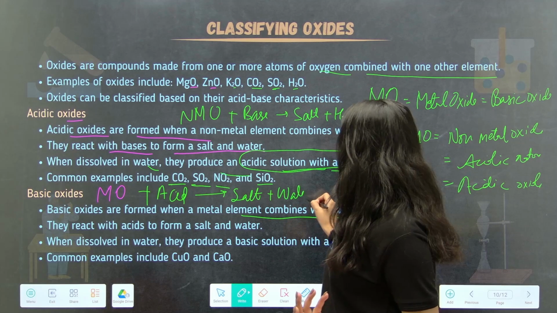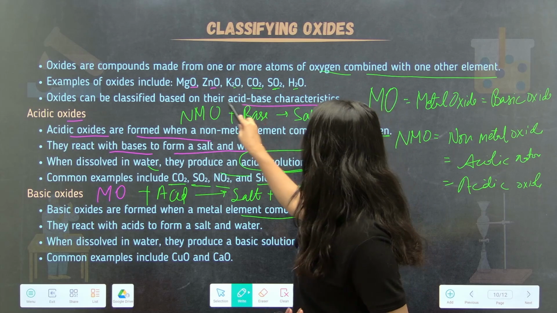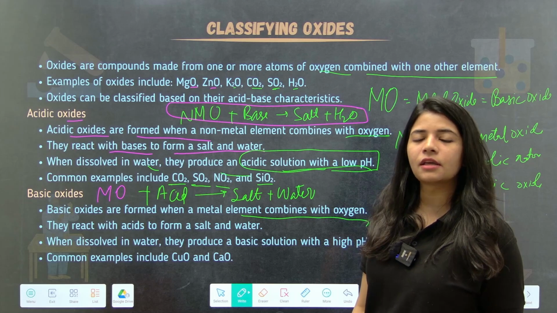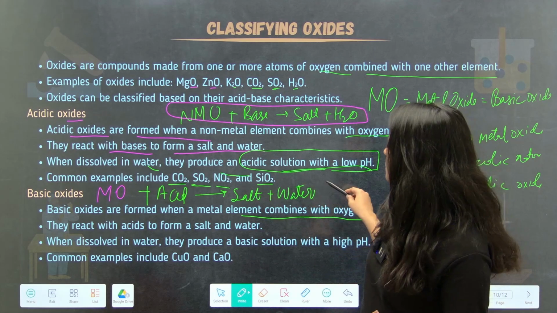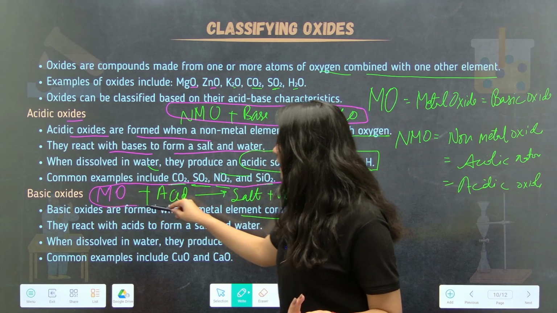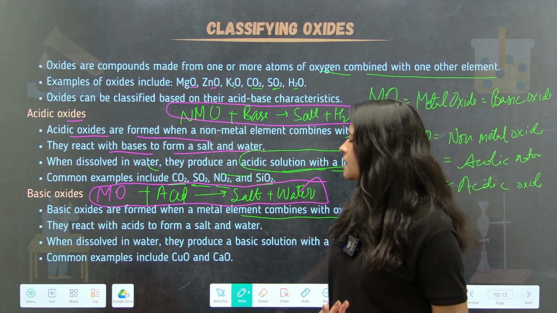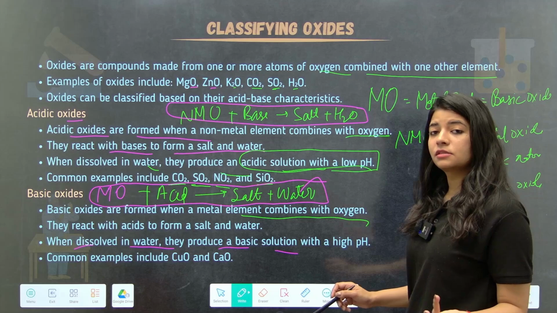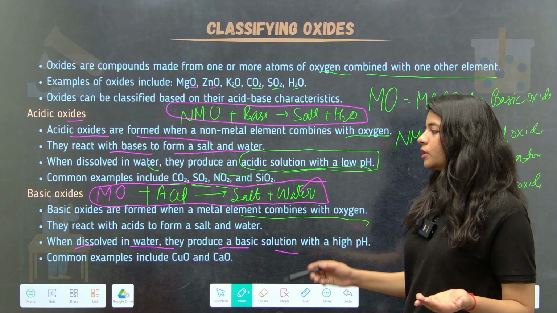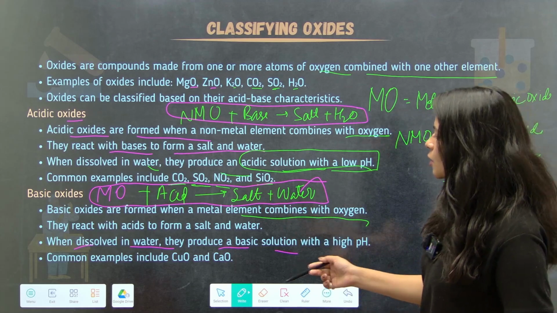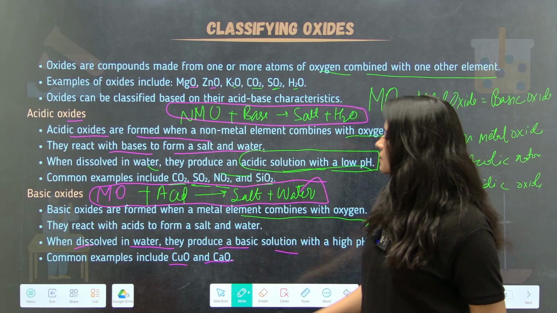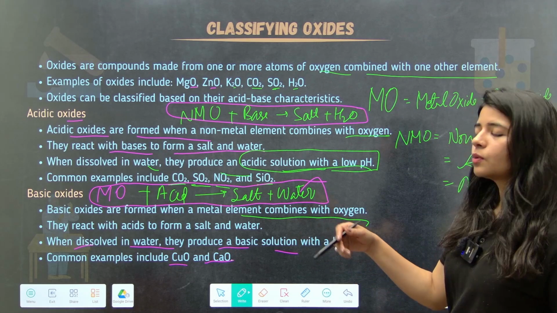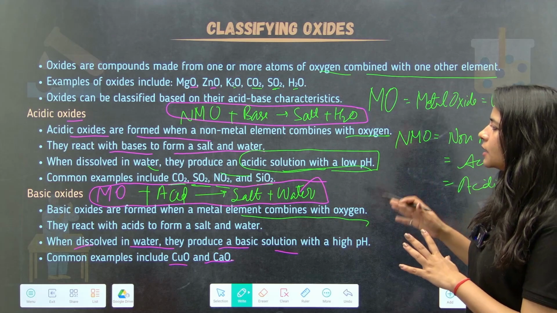Do you see these two skeletal reactions? NMO, which is non-metal oxide, when it reacts with base, gives us salt and water. And MO, which is your metal oxide, when it reacts with acid, gives us salt and water. Next, when dissolved in water, they produce a basic solution and hence the pH rises. Therefore, they are known as basic oxides. Some common examples are CuO and calcium oxide, which are your metal oxides. CaO is your quicklime. Now, please make note of it.